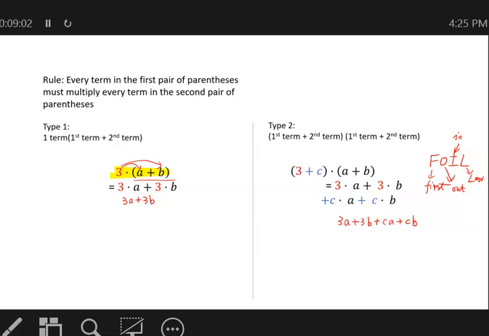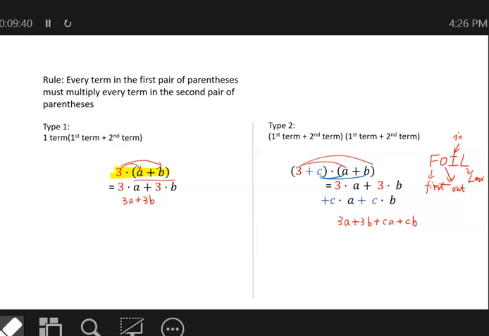But if you have not heard of it and you are confused about this, just remember FOIL is literally just using the distribution rule twice. So distribute a 3, get 3A, 3B, and then distribute C, get CA and CB, and put them together. And the basic rule for multiplying a bunch of boxes, a bunch of parentheses, is every term inside each pair of parentheses has to multiply everything else.